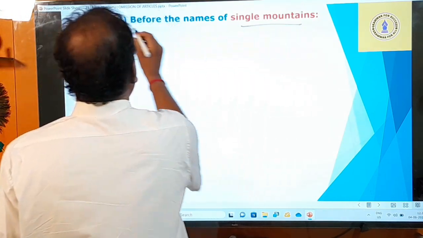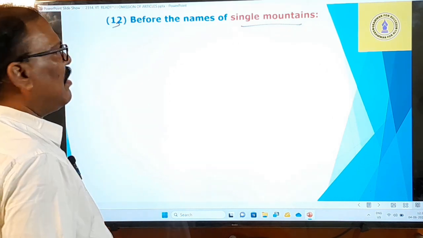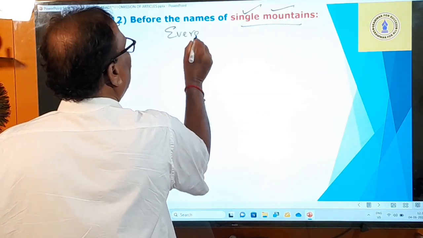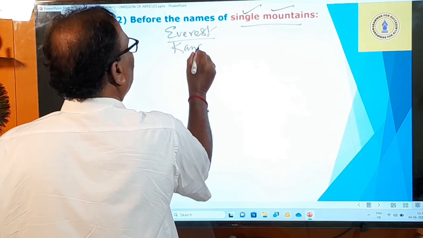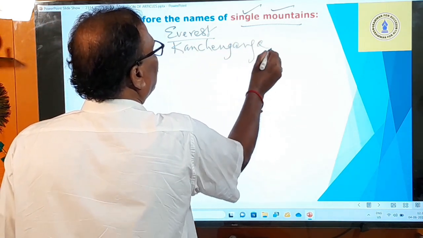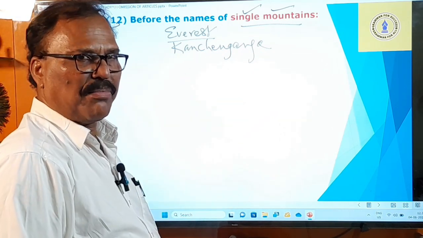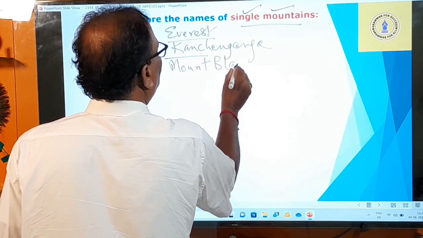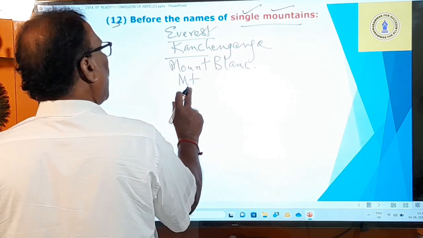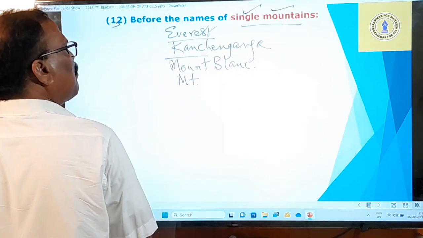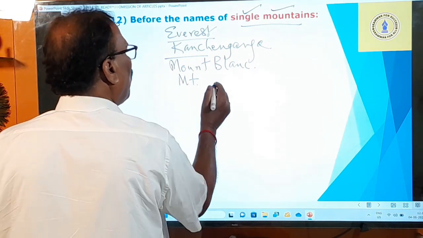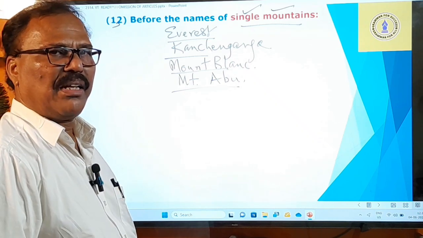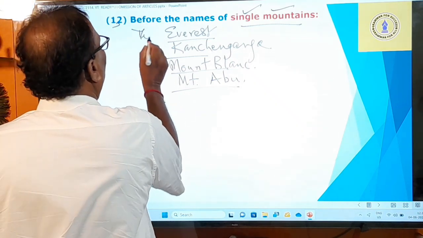Before the names of single mountains, of course, this is the 13th one. Single mountain, it might be only single. For example, Everest is there. It's the name of a single mountain. Kanchan Ganga. In northern India, they say Kanchenjunga, something like Ganga. Mount Blanc, Mount Abu. Mt. is a short form of mountain. Mt. dot means mountain. You have to say Mount Abu. Many single mountains are there in the world. You cannot use any article before them.